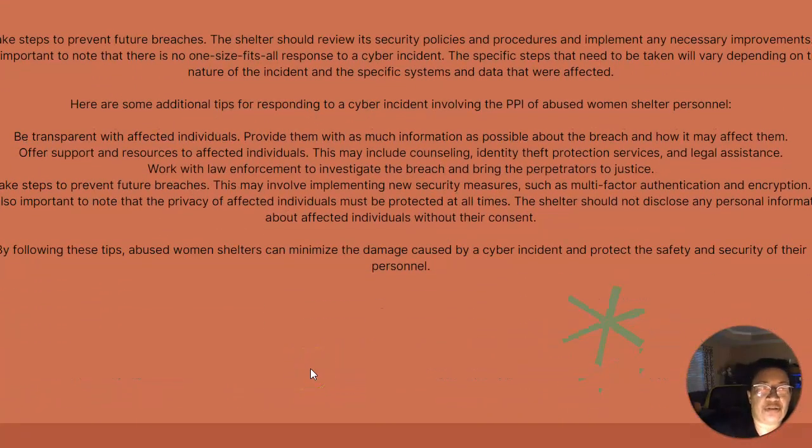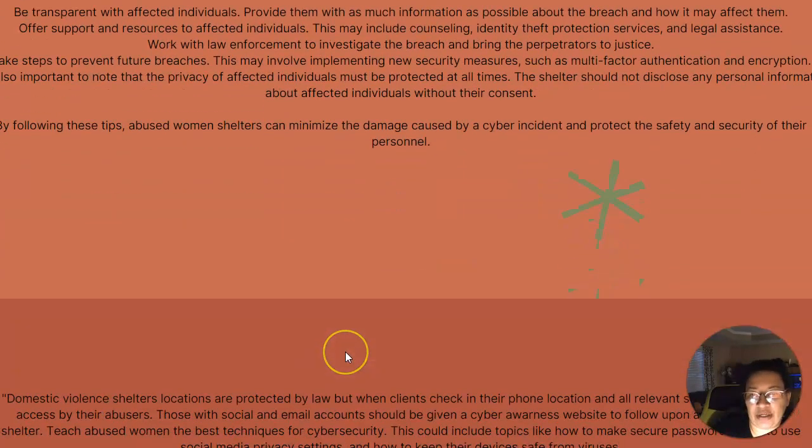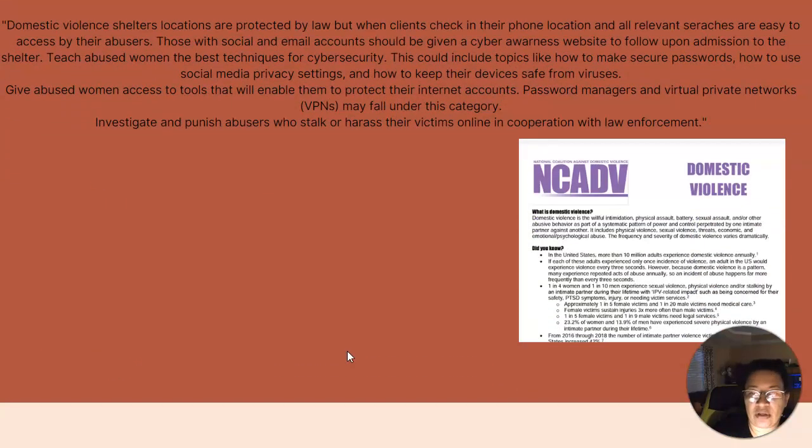You should also be transparent with the affected individuals. Take steps to prevent further breaches. By following these tips, abused women's shelters can minimize the damage caused by a cyber incident and protect the safety and security of the women and personnel.